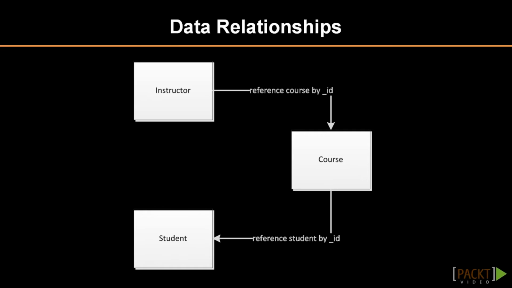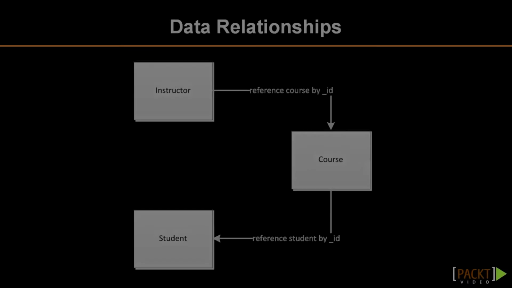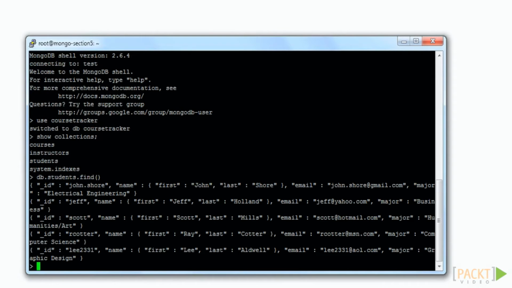You can see that an instructor document will reference courses and that course documents will reference students. Proper understanding of relationships is critical when designing MapReduce algorithms. You may have noticed that our sample data specifies ID values. This is for convenience in referencing so that we don't have to identify automatically generated object IDs.